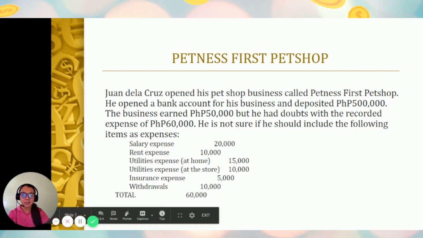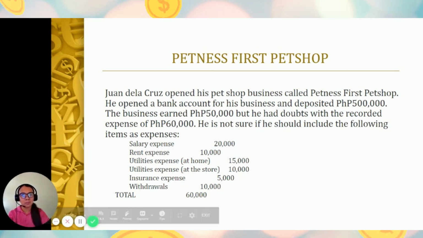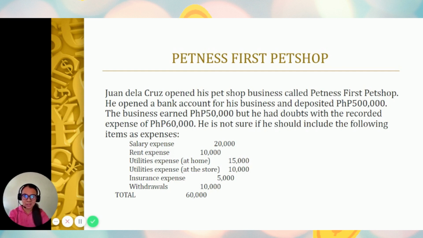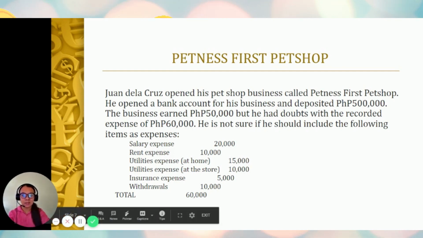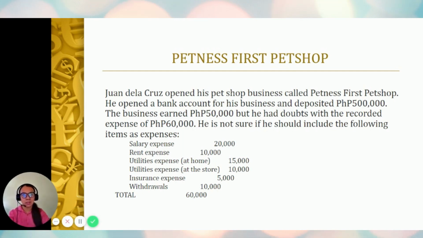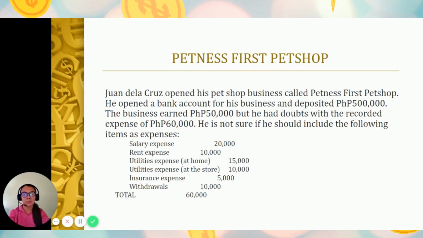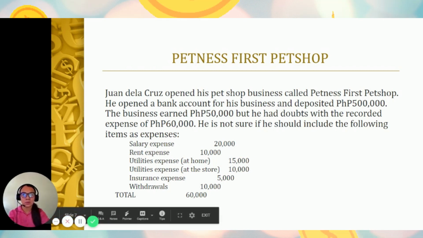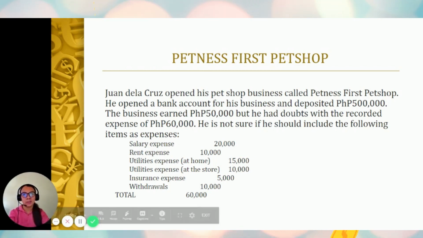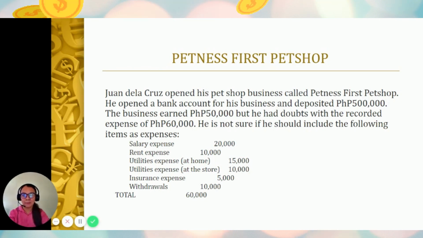Now, utilities expense at home, which amounts to 15,000, should not be included because it is a personal expense. The next item, utilities expense at the store. I think you already know that it should be included since it is an expense of the business. Now, insurance expense of 5,000 should also be included because this is an insurance expense for the business. And finally, the withdrawals, which amounts to 10,000, should not be included in the expense because withdrawal of the investment is for personal use.